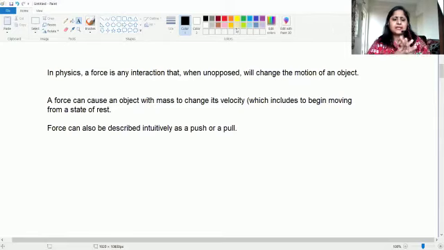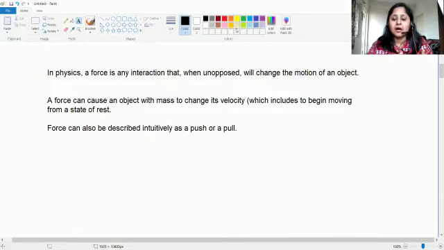Right now in front of you is the definition of force. In physics, force is an interaction which, when unopposed, will change the motion of an object. Or a force can cause an object with mass to change its velocity. That means if it is not moving, it starts moving. And the basic definition of force is push or pull.